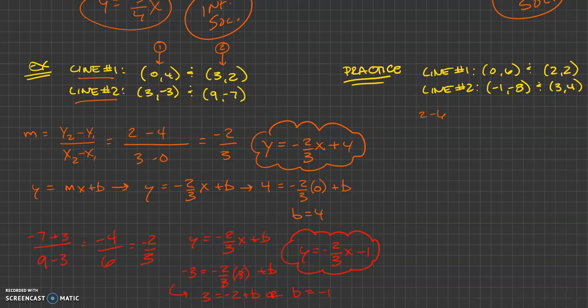It's going to be 2 minus 6 over 2 minus 0, which is negative 4 over 2, or negative 2. So I'm going to have y is equal to negative 2x plus b. Let's insert our first point. So that's going to be 6 equals negative 2 times 0 plus b. So b is going to be 6. What's my first equation? Y is equal to negative 2x plus 6. That's going to be the equation of the line for line number 1.